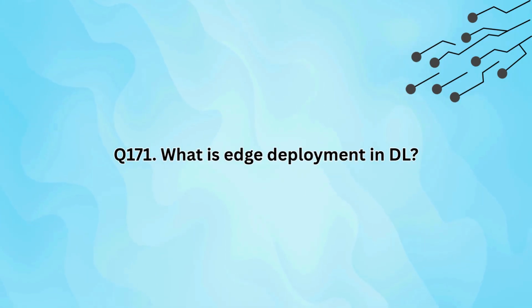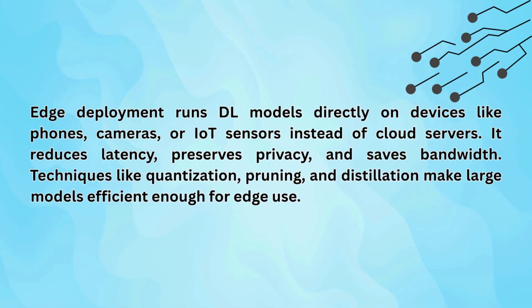What is edge deployment in DL? Edge deployment runs DL models directly on devices like phones, cameras, or IoT sensors instead of cloud servers. It reduces latency, preserves privacy, and saves bandwidth. Techniques like quantization, pruning, and distillation make large models efficient enough for edge use.